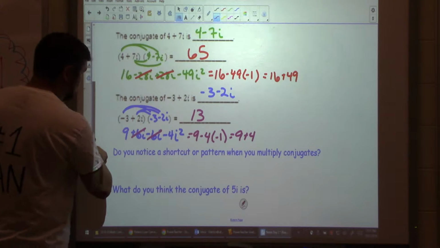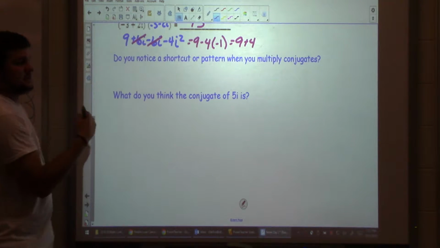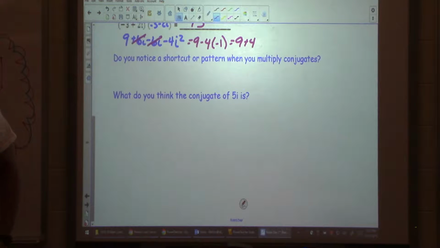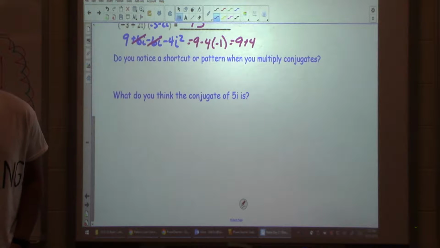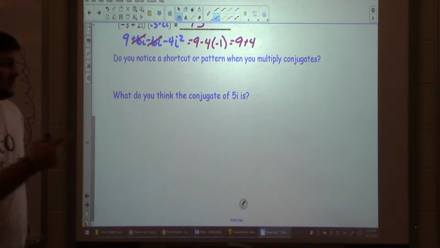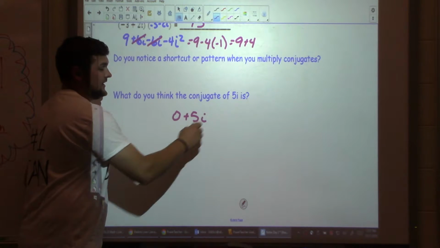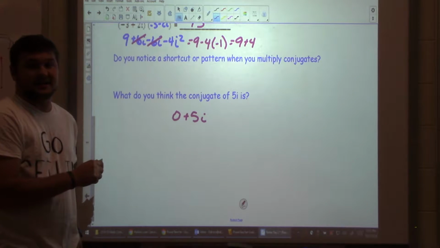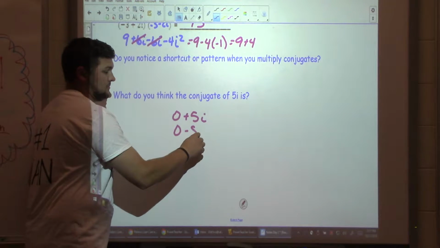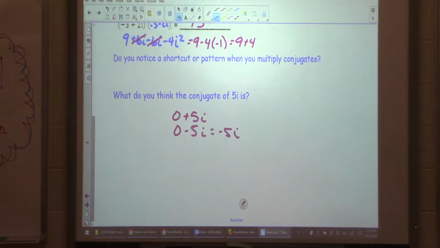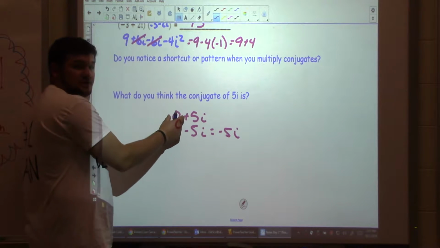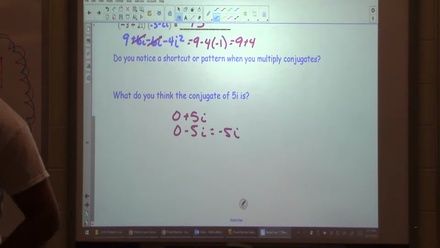Alright. Before we move on, what do you think the complex conjugate of 5i would be? What do you think? I heard some people say it, I heard some people not say it. If I wrote it as 0 plus 5i, what would the complex conjugate be then? Minus 5i. So it would just be negative 5i. So if you're just given the imaginary part, the conjugate is the opposite of it. If you're given positive 5i, it's negative 5i. Same sort of thing. If you need to put that 0 in front, do it. That doesn't hurt you at all.